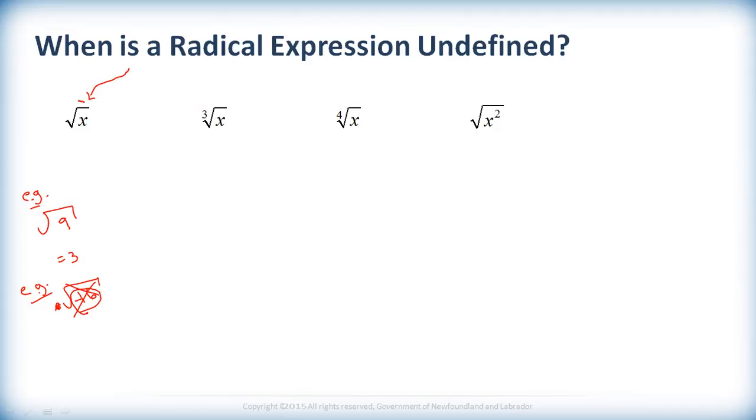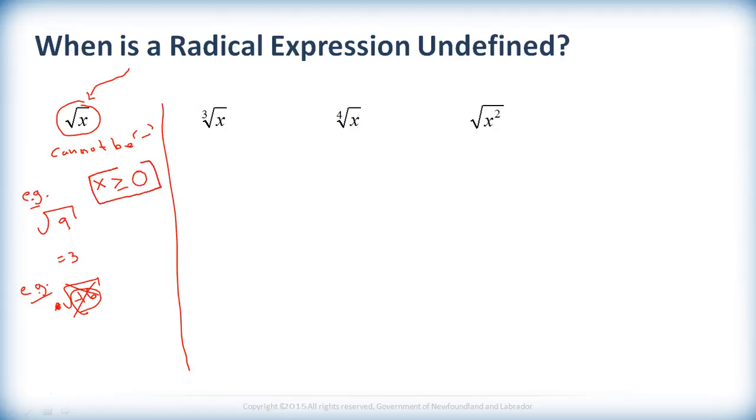So if I have something like the square root of x, that whole thing is undefined whenever x is a negative number. So what we do is put a restriction on it. We say x is not allowed to be negative. In other words, x has to be a number that's greater than or equal to 0, because we can take the square root of 0. 0 times 0 is 0.